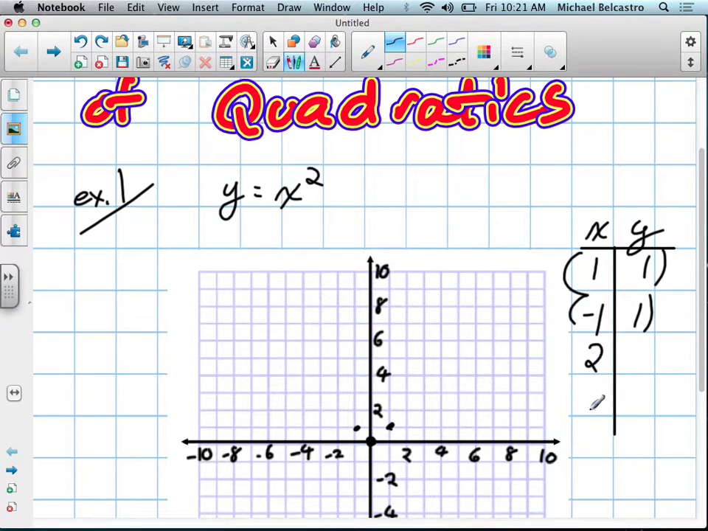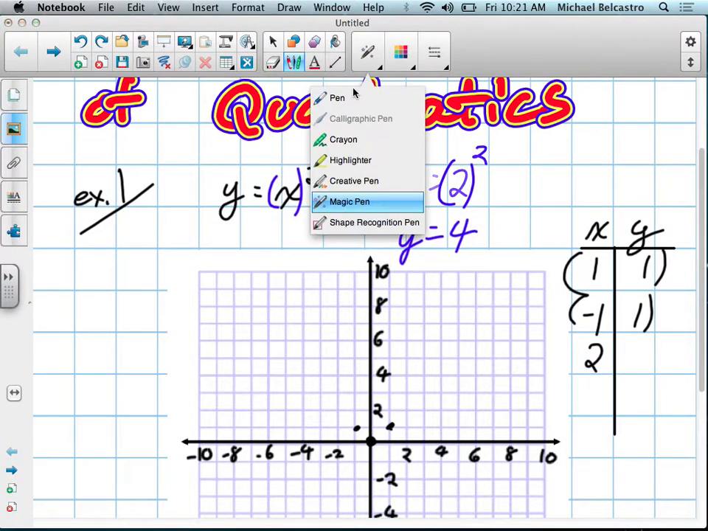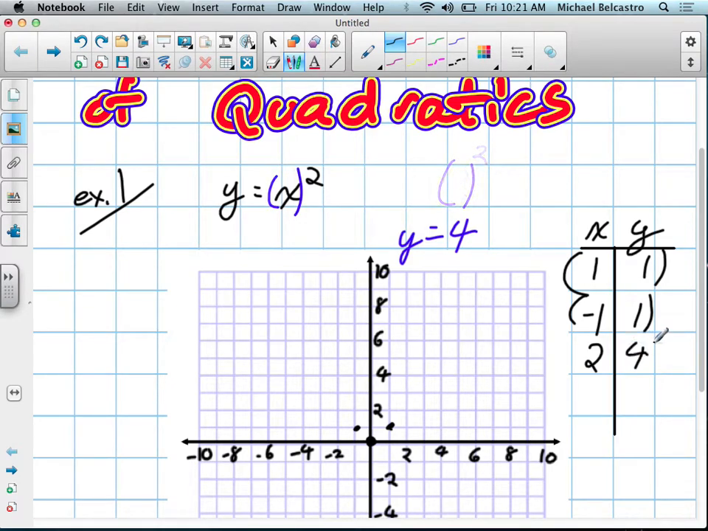Okay? And from now on, we'll just do positive numbers and put the mirror image on the left side of it. So, positive number 2. If I were to put y is equal to 2 squared, that's replacing the x over here, what would I get as a y value? 4. Excellent.